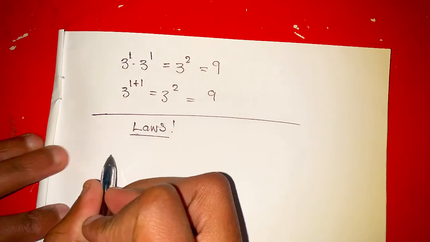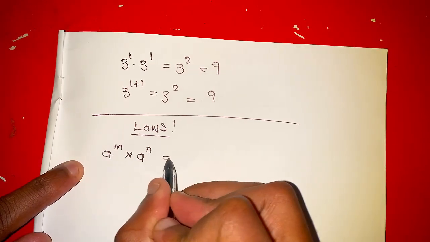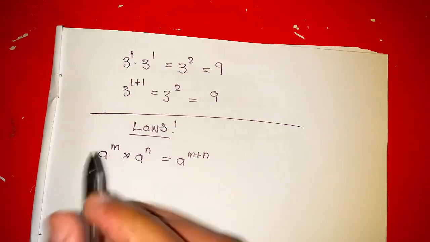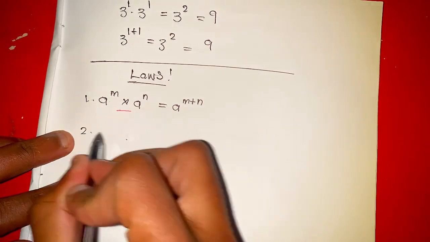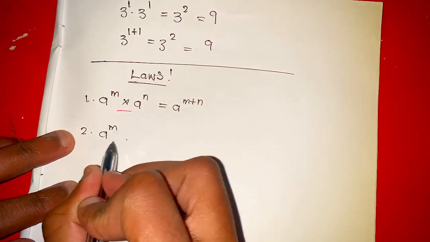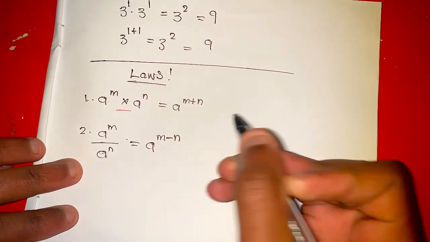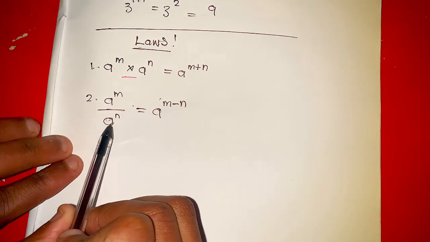The following will be your laws of exponents. A to the power of m multiplied by a to the power of n is equal to a to the power of m plus n; you add the exponents. When you multiply, you will add the exponents. But when you have division, what will happen? You will subtract the exponents. Remember, the exponent that's on top will go first, and you subtract the exponent that's below.